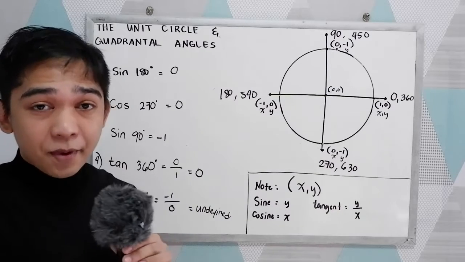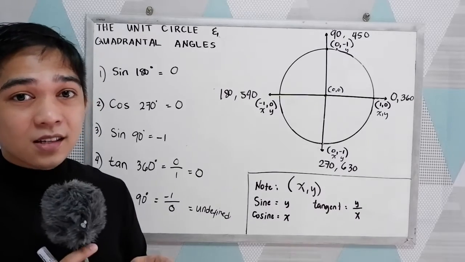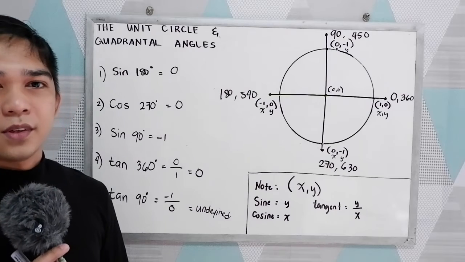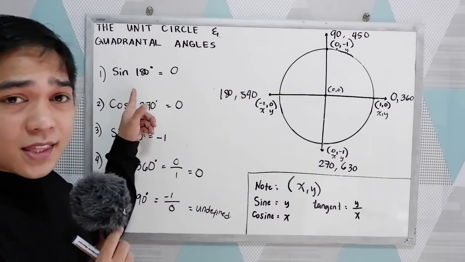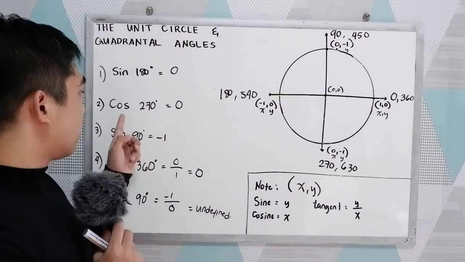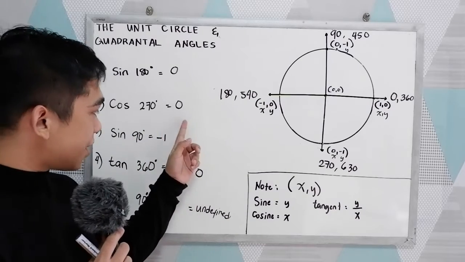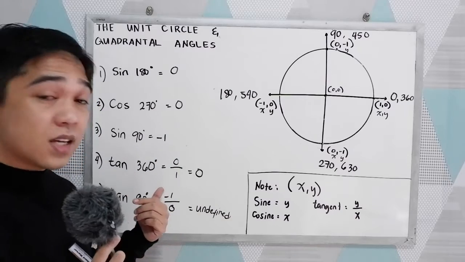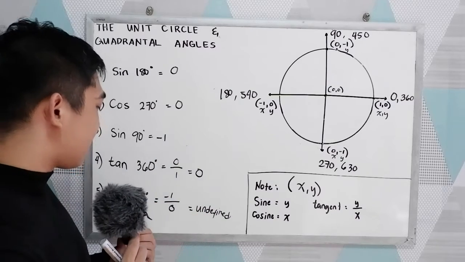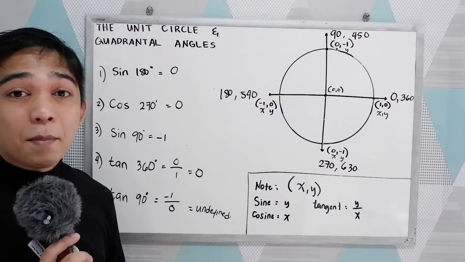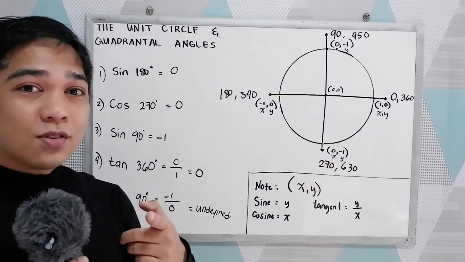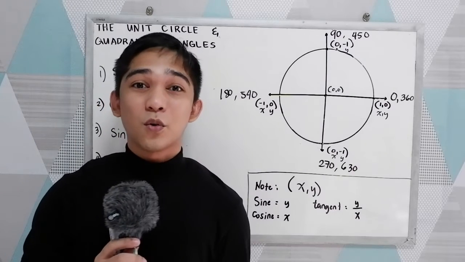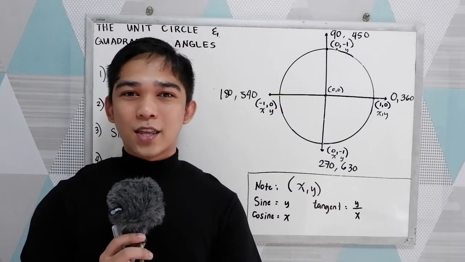Now for your assignment or your task, verify the following using your calculator. Just press sine 180, is it equal to 0? Cosine 270, is it equal to 0? Sine 90, is it equal to -1? Tangent 360, is it equal to 0? And tangent 90, is it equal to math error or undefined? Now, do that in your calculator and you will be amazed.